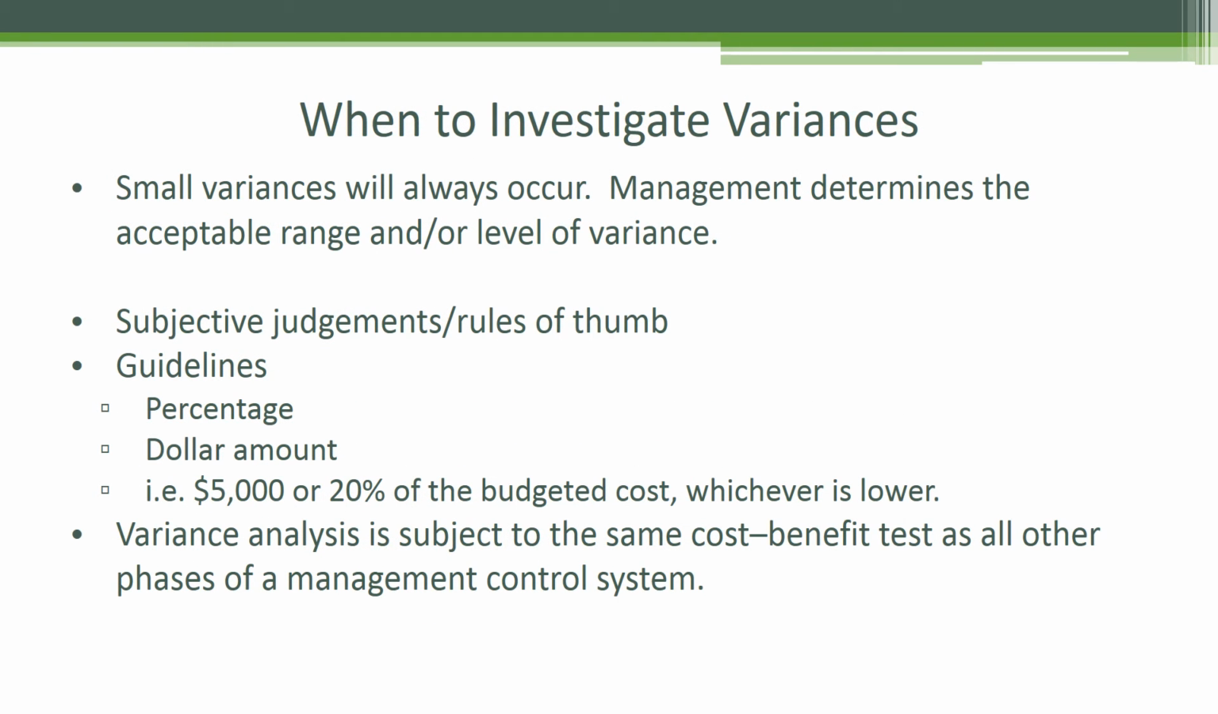Now that we know what causes variances, let's discuss when to investigate them. Small variances will always occur. It's up to the management team to determine the acceptable range and or level of variance that needs to be investigated. Variance levels are often subjective judgments that are nothing more than a rule of thumb. These guidelines could be given in percentage and or dollar amounts such as $5,000 or 20% of the budgeted cost, whichever is lower.